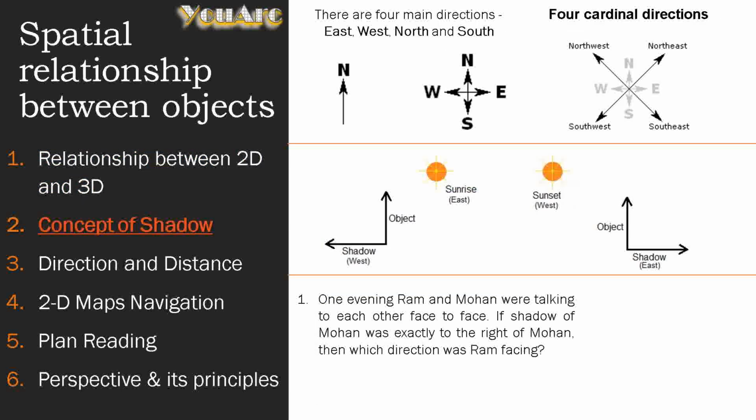The concept of shadow is a very important question. So let's understand it better. So we have 4 main directions: east, west, north, south. So we have to be familiar with its orientation because they will give only the north point in the maps or questions. So you have to understand the right orientation from it. And we have 4 cardinal directions, that is northeast, southeast, southwest, northwest, like that. So I hope you already know this concept.